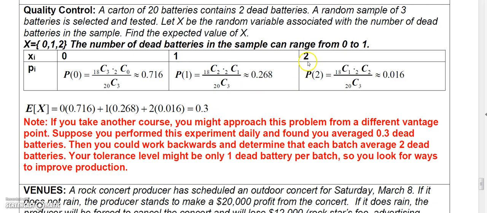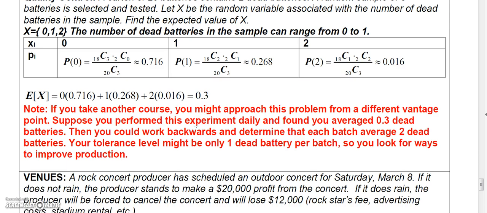And then the probability that you get 2 dead batteries would be out of the 18 good batteries, you're going to have to choose 1 because you're choosing a sample of 3. And then out of the 2 dead batteries, you're going to choose both of them. And then again, divided by 20 choose 3. And then if you multiply 0 times 0.716, 1 times 0.268, 2 times 0.016, that will give you 0.3. So you're expected to average 0.3 dead batteries per trial.